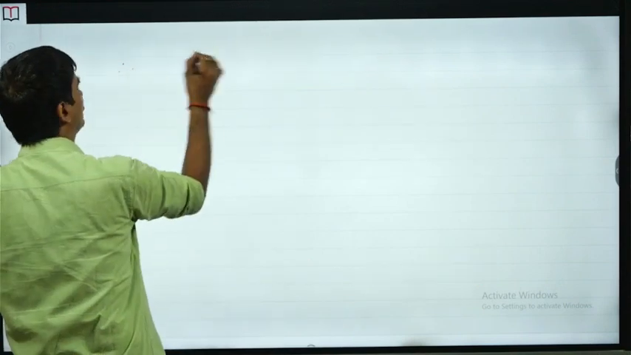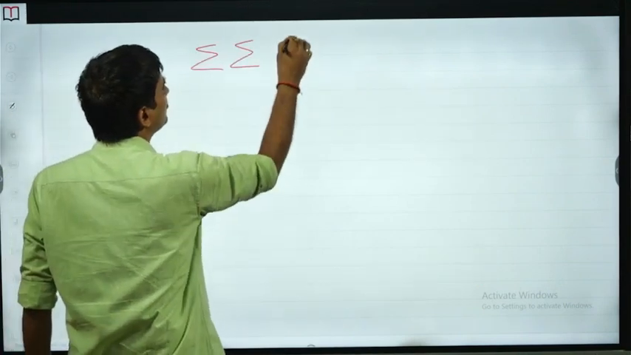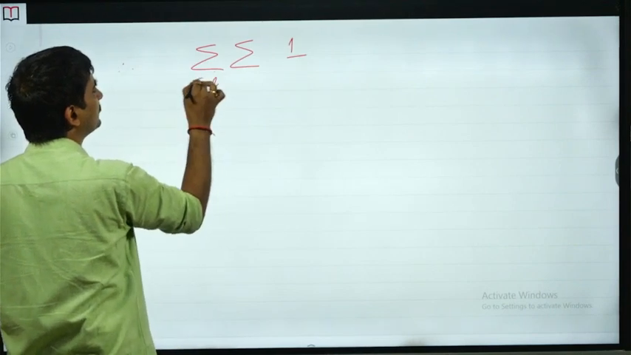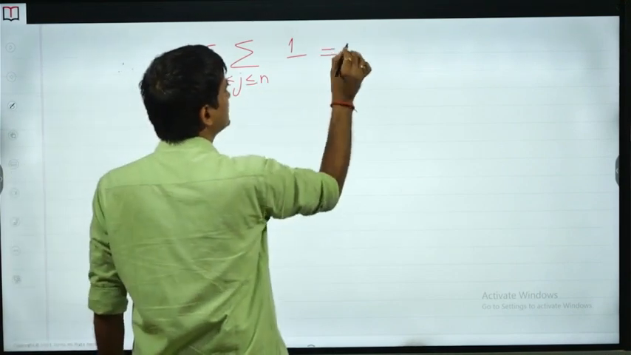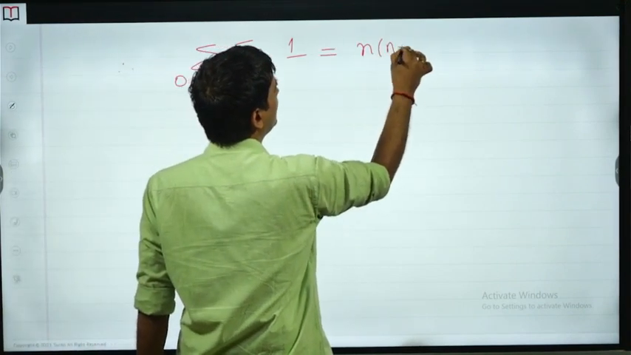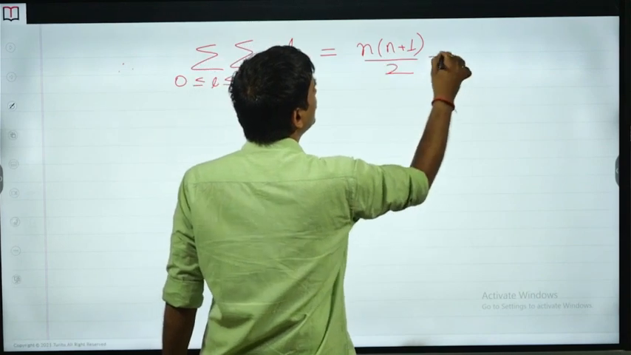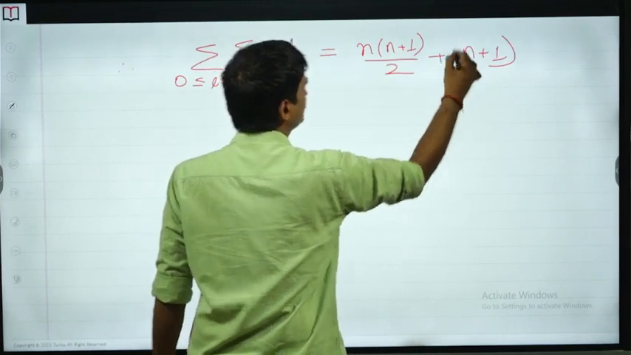So therefore the double summation of 1 when i goes from 0 and j is less than equal to n is nothing but n into n plus 1 by 2 plus n plus 1, bachcho.